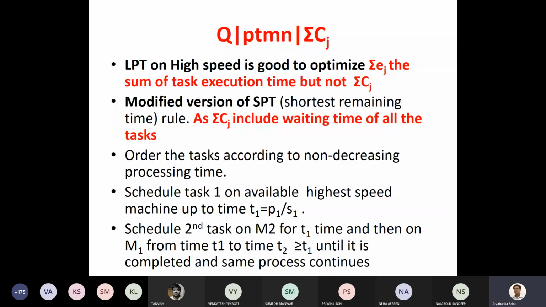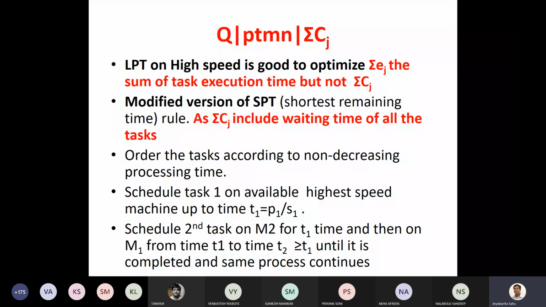Okay, summation of completion time. Suppose you want to minimize this summation of completion time. So this problem is also polynomially solvable. This is a very interesting problem. And many systems use this approach to solve the problem.